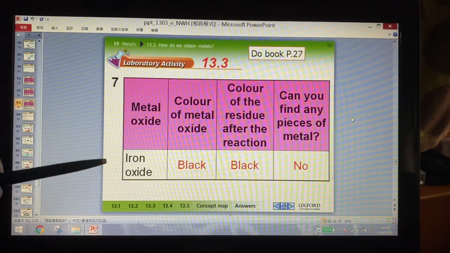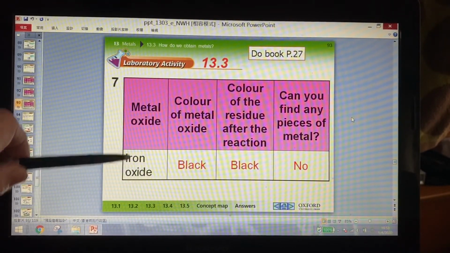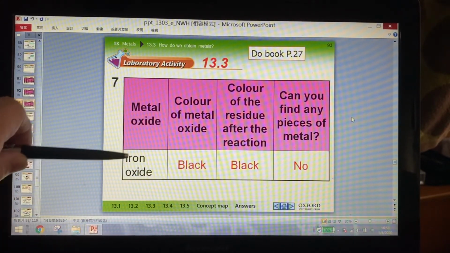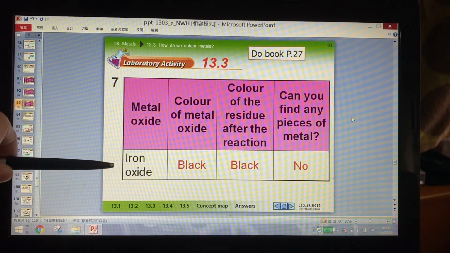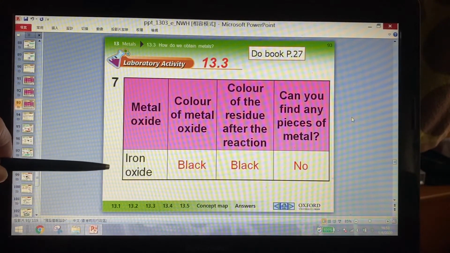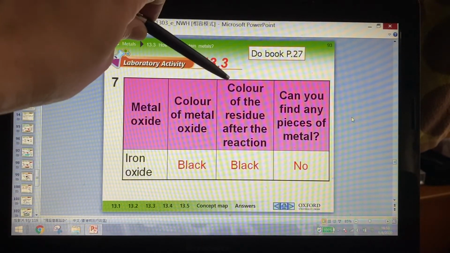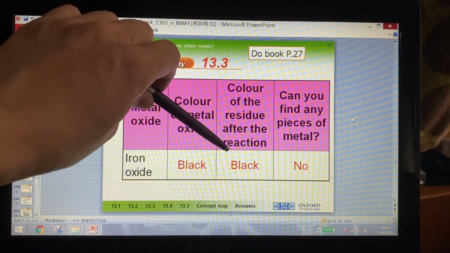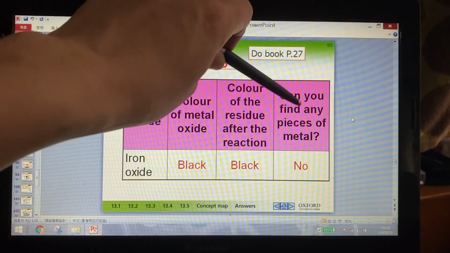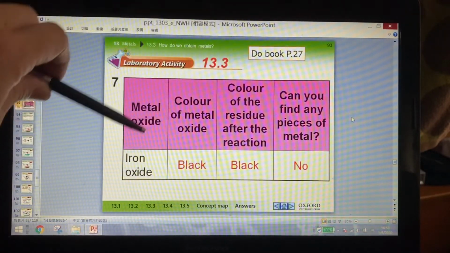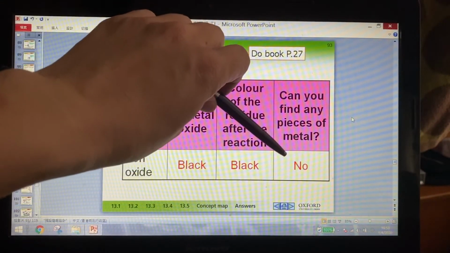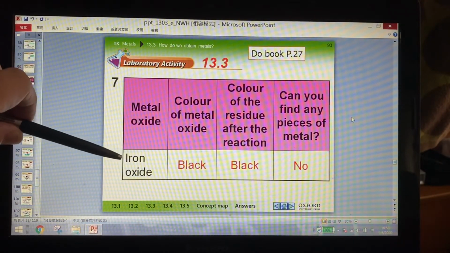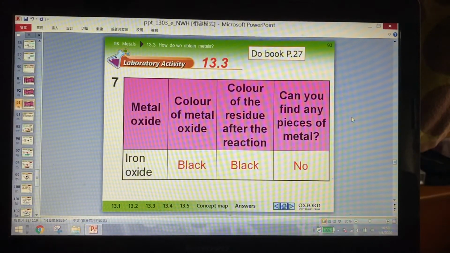But if we use iron oxide, the color of iron oxide is black. And then we mix the iron oxide with the carbon powder and heat it. And then we find the color of the residue is also black. But can we find any pieces of metal? Sorry, this time no metal can be found. So iron cannot be extracted by this method.